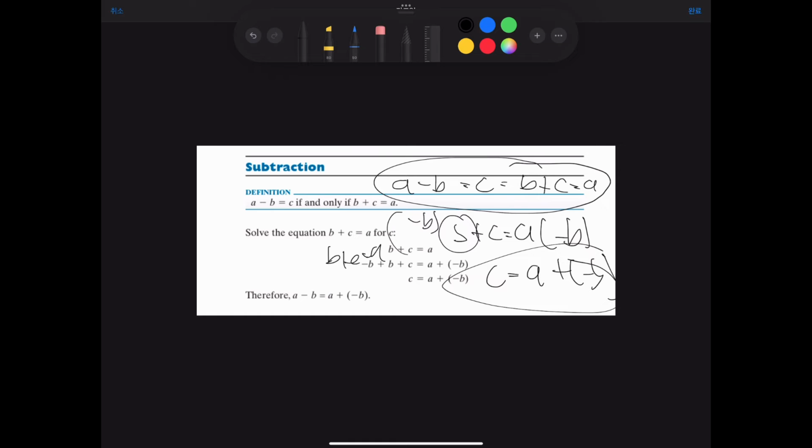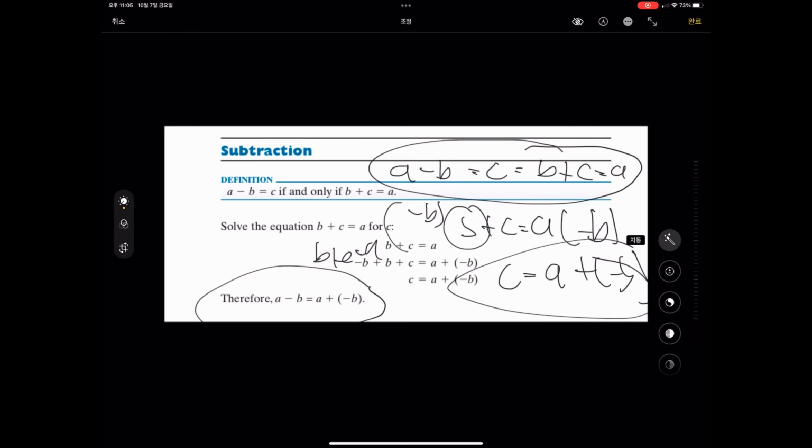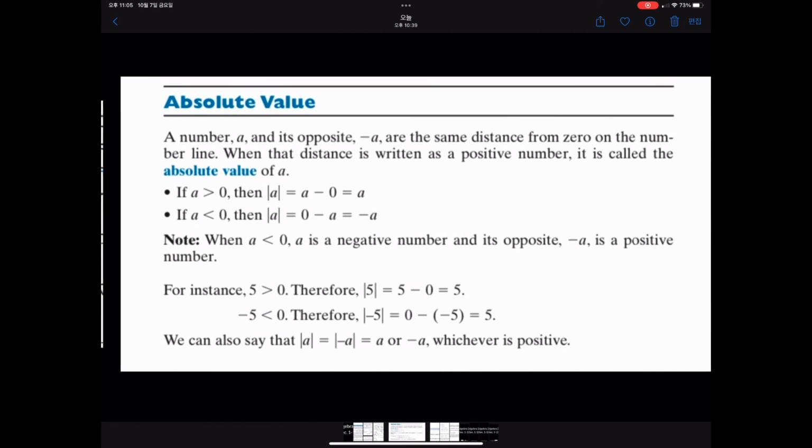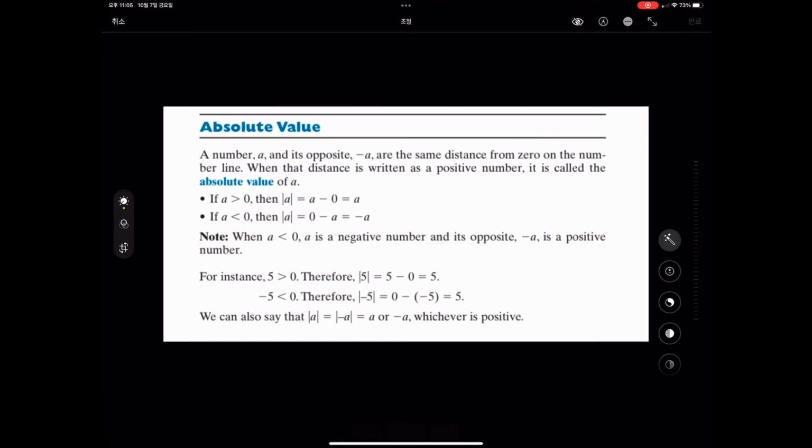So therefore, A minus B equals A plus negative B. So that's what subtraction is represented as. Next, we will learn about absolute value.